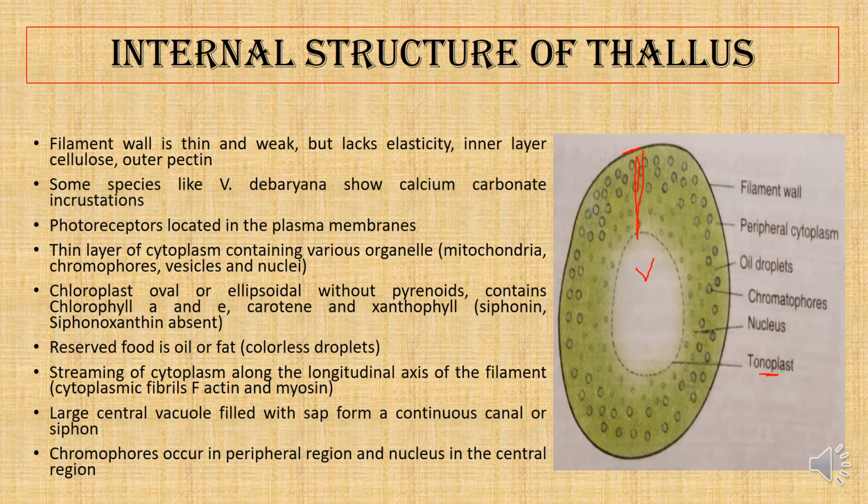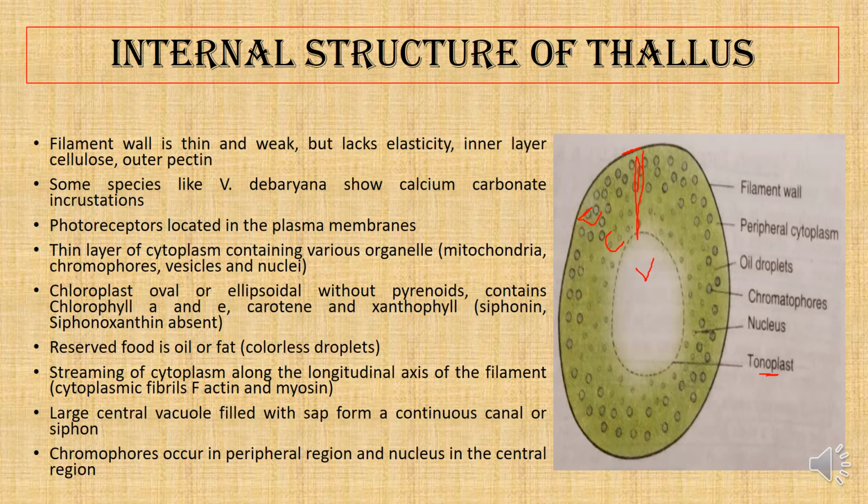So in the cytoplasm we have this outer layer of chromatophores, and the inner layer, here we see, contains the nucleus. So an outer layer of chromatophores and an inner layer of nuclei in the cytoplasm, and in the center they have a cell sap.